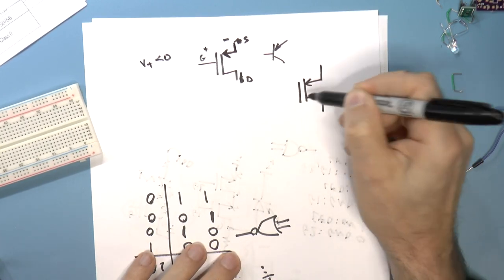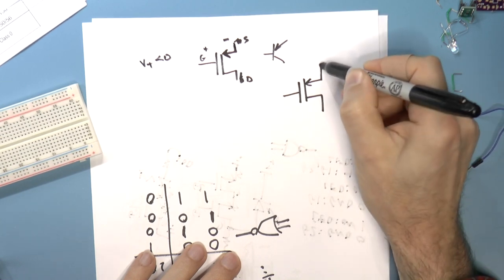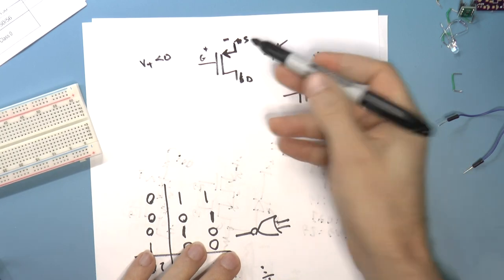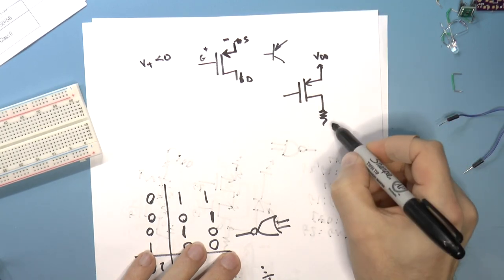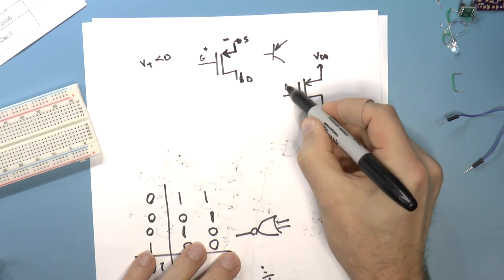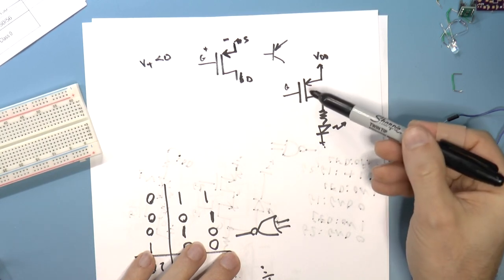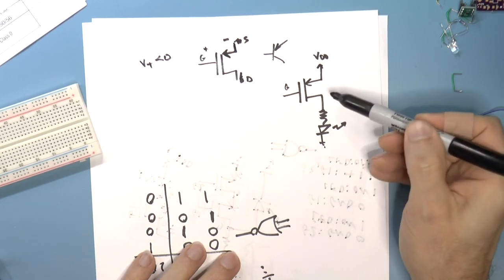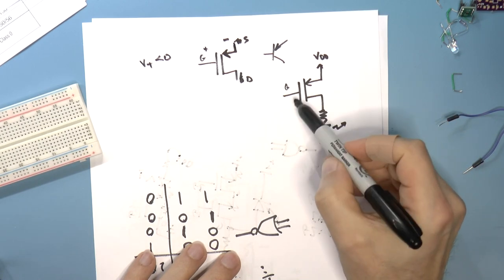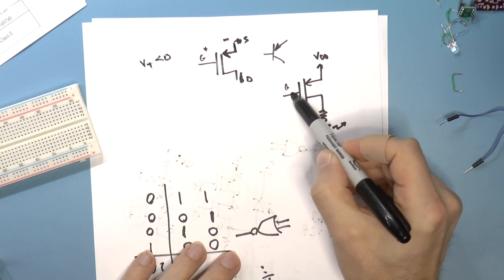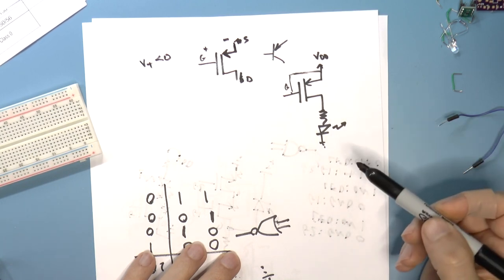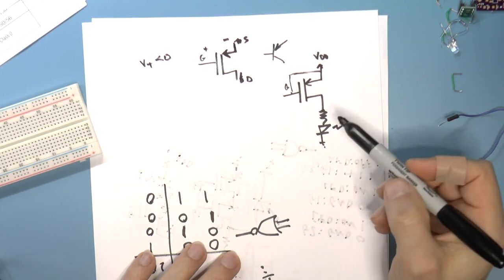a PMOS that was connected up here to VDD at its source, and we have a resistor here, and we have an LED over here. So the question is, what gate voltage do we have to apply to the MOSFET to turn it on and off? Well, to turn it off, just like with the NMOS, you basically connect the gate to its source, so that VGS is zero. So of course, that's greater than the threshold.